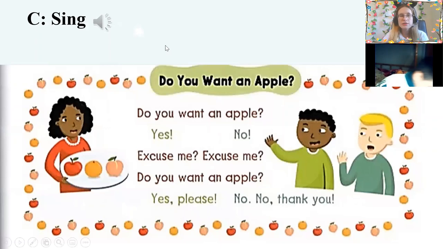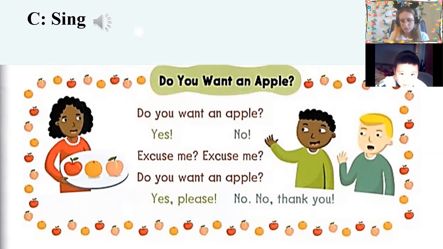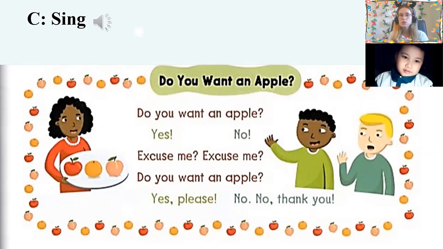Okay, let's sing. Do you want an apple? Yes. No. Excuse me. Do you want an apple? Yes, please. No, thank you. Orange. Do you want an orange? Yes, please. No, thank you. Peach. Do you want a peach? Yes, please. No, thank you.